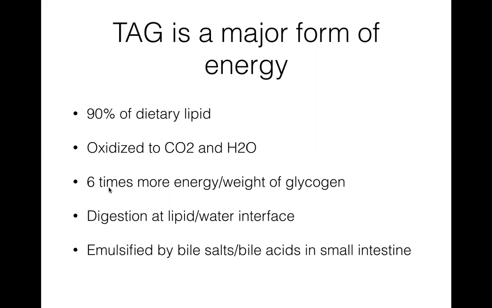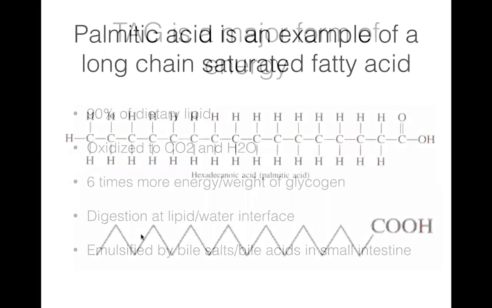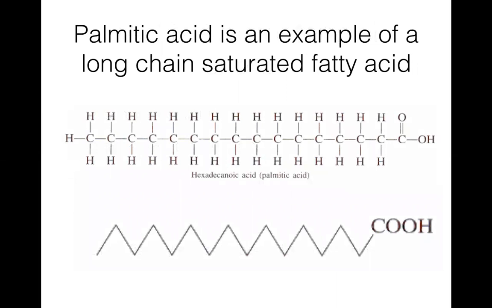In order for us to absorb lipids, they have to be digested at the lipid-water interface, which means lipids have to be emulsified by biosalts and bioacids in the small intestine prior to their absorption. For our discussion on metabolism of fatty acid, we will be using palmitic acid as a representative fatty acid. Palmitic acid is called hexadecanoic acid because it does contain 16 carbons.